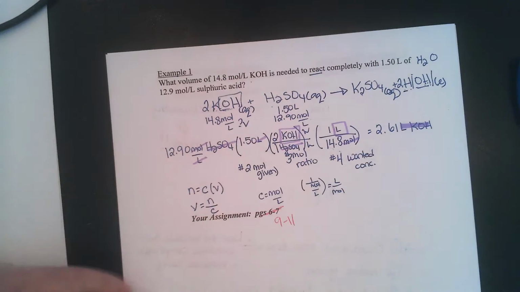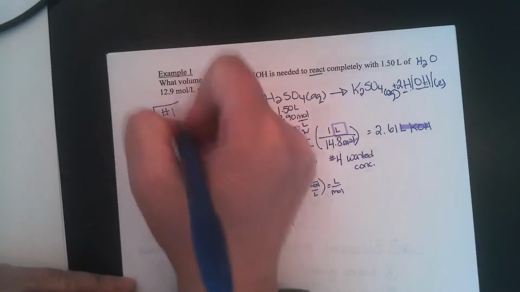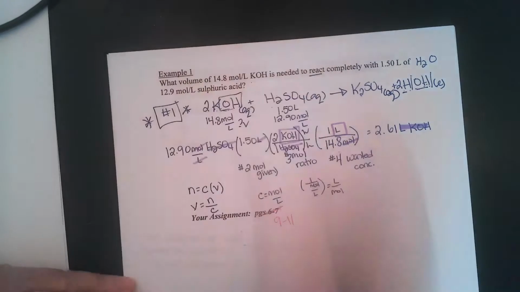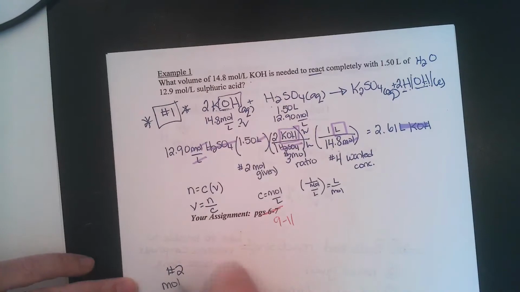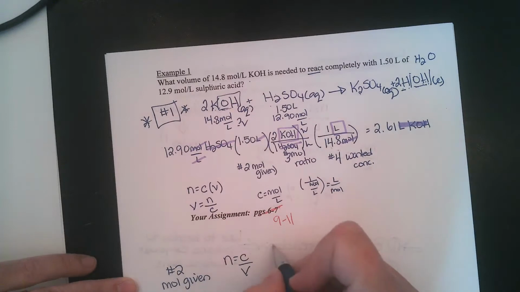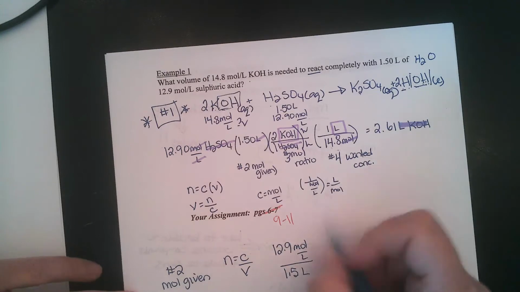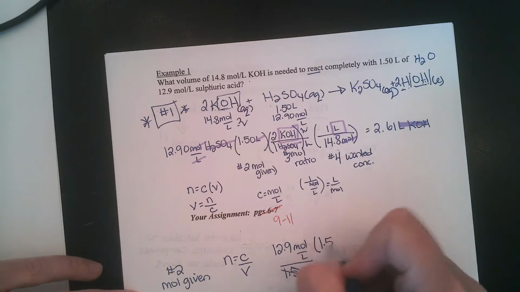Okay, if you needed to do it step by step, this is still step number 1. This is the biggest one. Don't miss this step. Number 2, which is your moles given. Well, I know that N is equal to C over V, so I'm going to take my 12.9 moles per liter, and I'm going to divide it by 1.5 liters. No, I'm not going to divide it. I'm going to multiply it by 1.5.